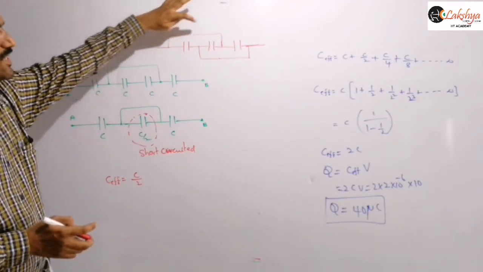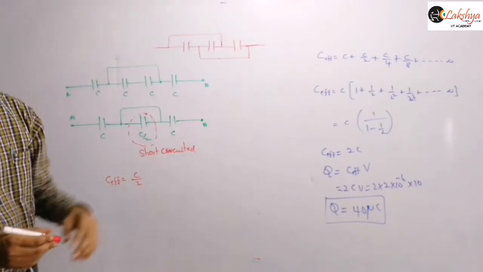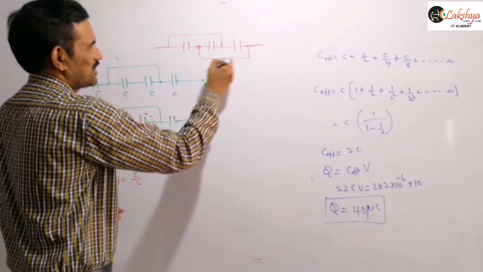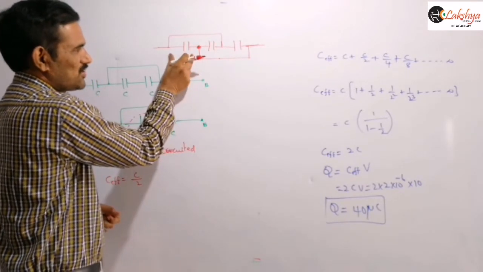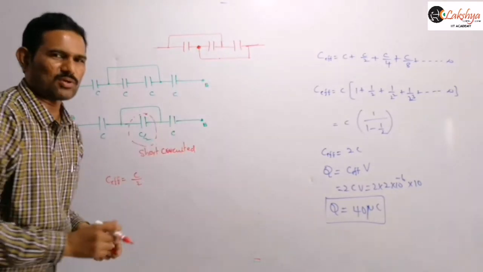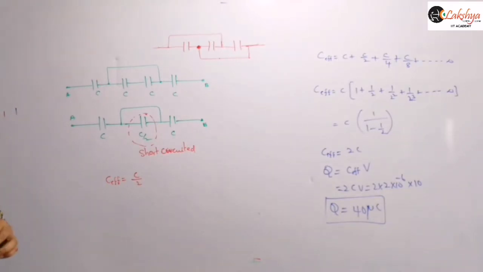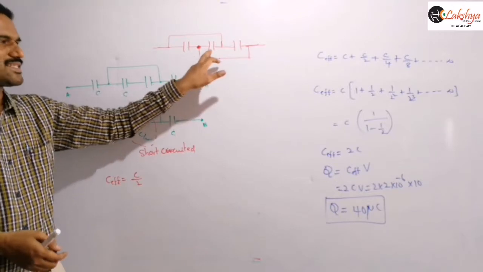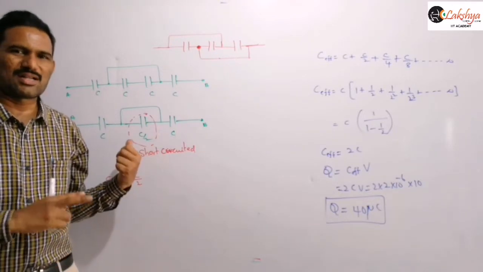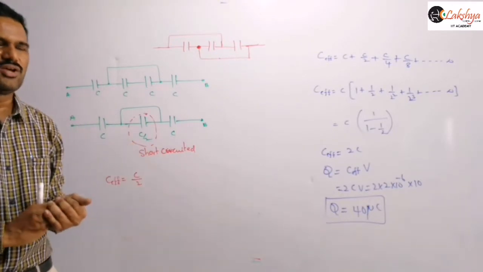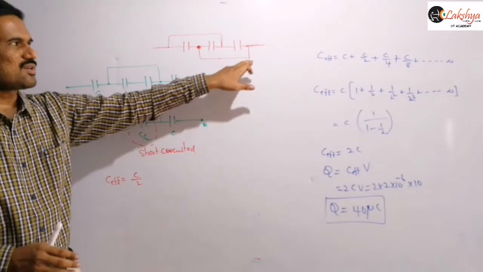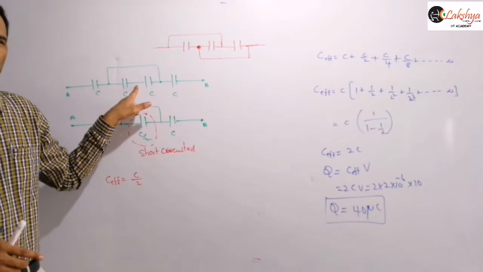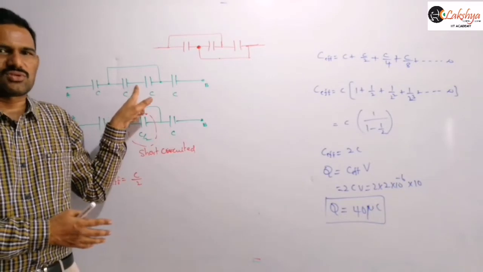Whatever potential is there here, the same potential will be there here. But another potential will be there here because another wire is connected here. So definitely there exists some potential difference here, and here also there exists some potential difference. So the potential difference across them is not equal to 0. And you can't consider these two as a series like this, right? You can't replace them by a single capacitor. Because of this connection here, if any such connection is there from this midpoint, you can't consider it as a short circuit, right?